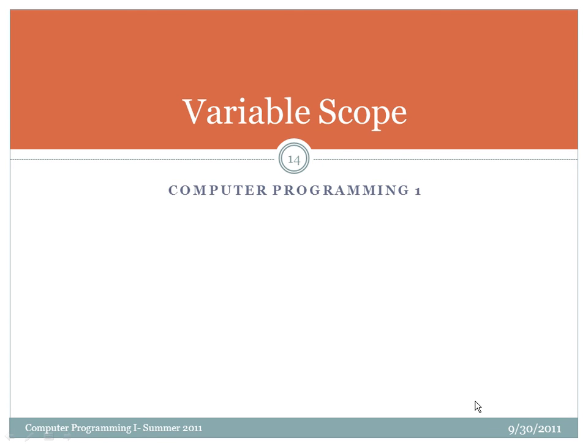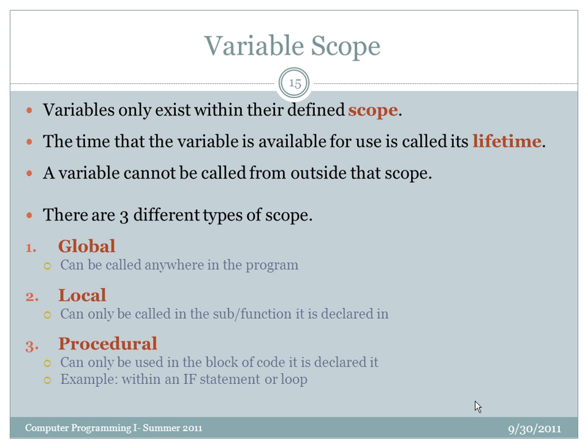In this short lecture, we're going to talk about variable scope in computer programming. We're using Visual Basic. Scope is when variables exist. So when you declare your variable, from that point to the time that that variable is destructed is that variable's scope. The time in which it's available for use is called the variable's lifetime.